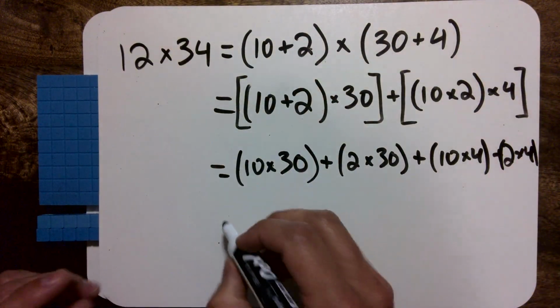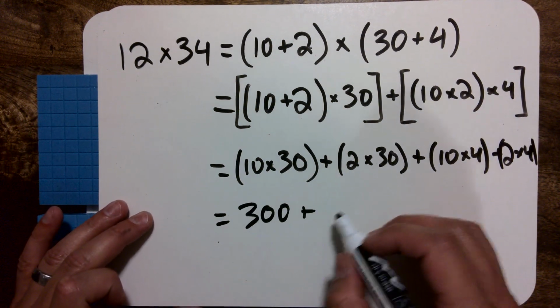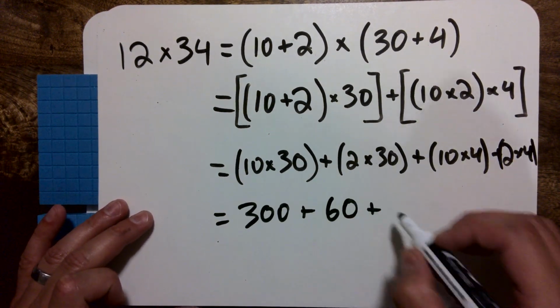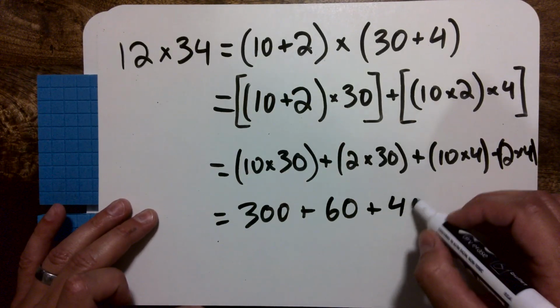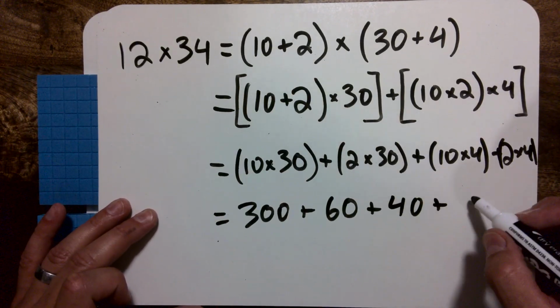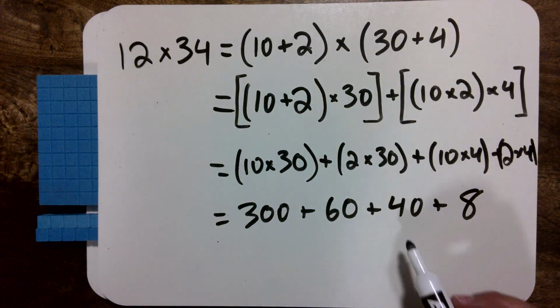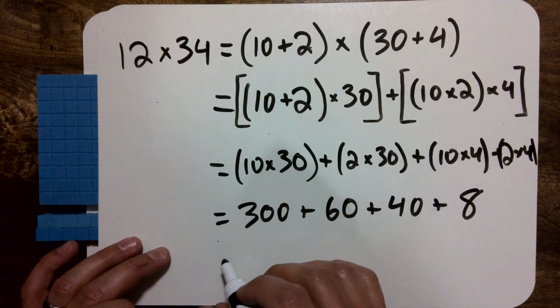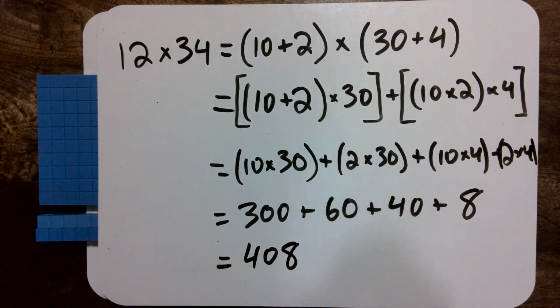Okay. So again, what we found was that 10 times 30, we had 3 hundreds, 2 times 30 was 6 tens, or 60, 10 times 4 was 40 or 4 tens, and then the 2 times 4 we had 8. So again, we had 300 plus 60 plus 40 plus 8 is equal to 408.